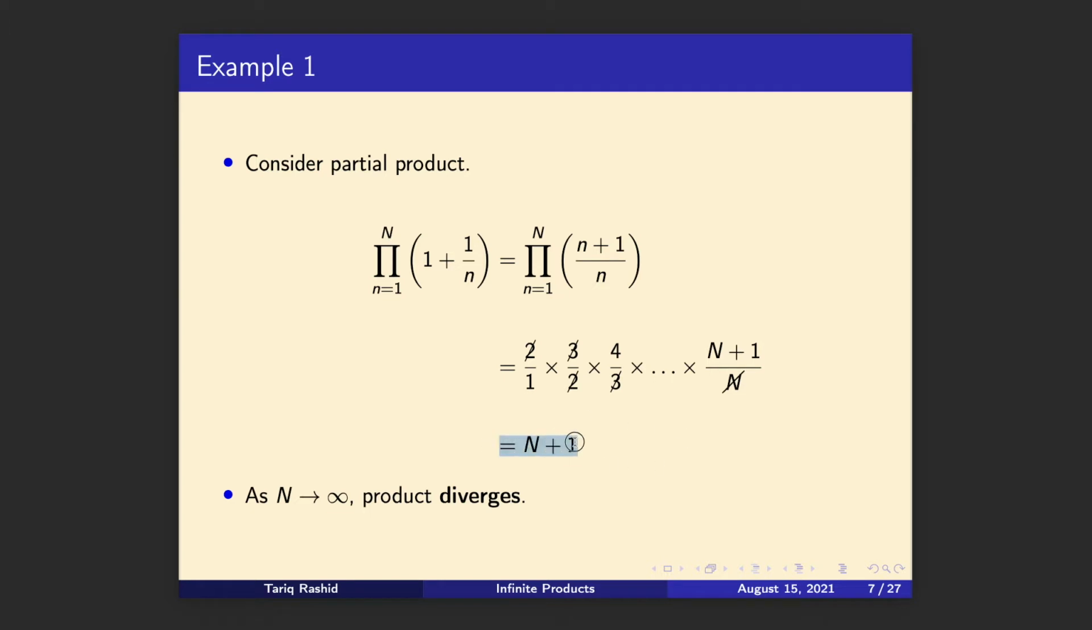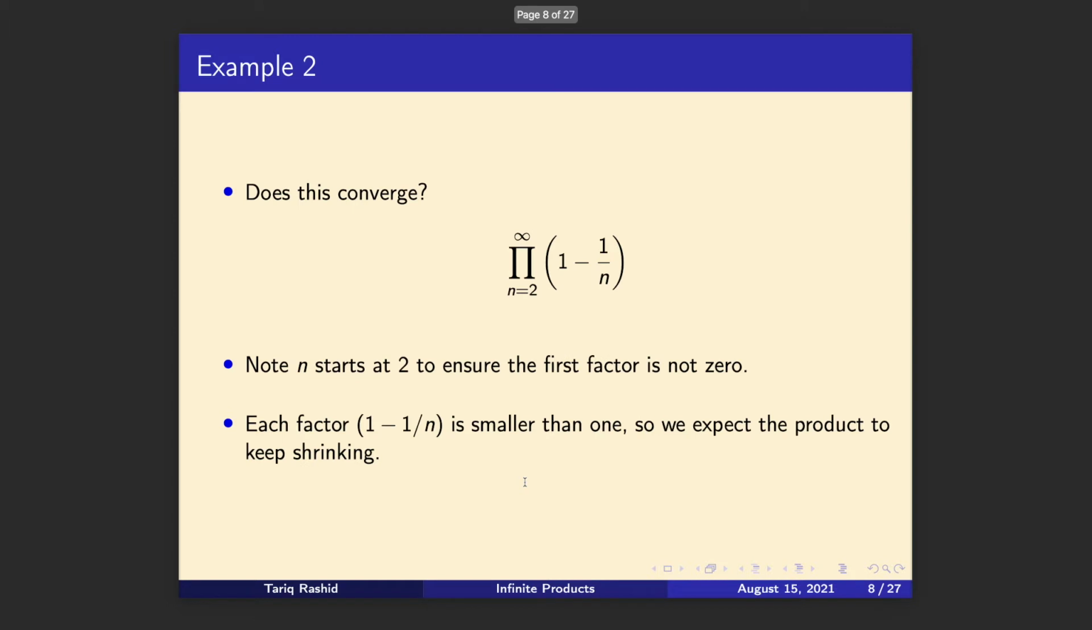So we can see straight away that as n goes to infinity, it diverges. So instead of doing it intuitively and hand waving, we've actually shown it properly through the idea of partial products. So that's not a surprise, but it shows the technique. Let's look at another one. This one has a minus now instead of a plus, so each term is a bit less than 1, and our intuition is that terms that are less than 1 multiplied together keep shrinking the partial product.